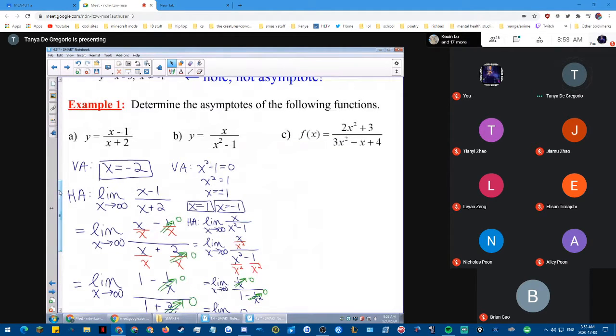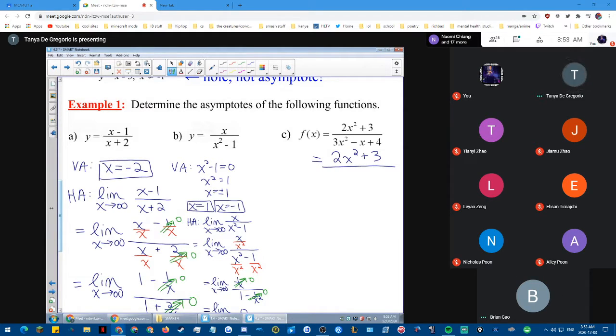C. What should I do here? I need to find the vertical and horizontal asymptotes. What should I do? Yeah, we have to factor. So before I find any asymptotes, I need to factor. So can I factor the numerator? Yes or no? Quick, quick. Can I factor? No. What about the denominator?